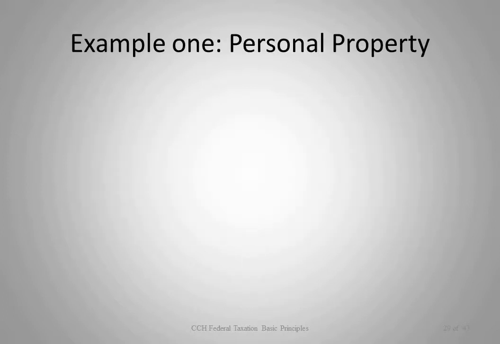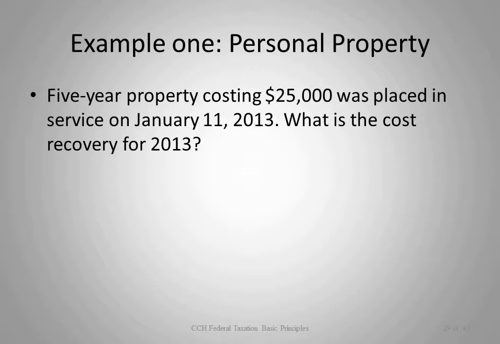So here's our first example for personal property. 5-year property, I will always tell you the recovery period. I'll tell you the cost. I have to tell you the date it was placed in service. And then I will ask you, what is the cost recovery? Cost recovery is line 22 of your 4562. Unless I specifically ask for a line on the 4562, I always want your final answer, please, pig rows, right? How much can you tweak out of this?